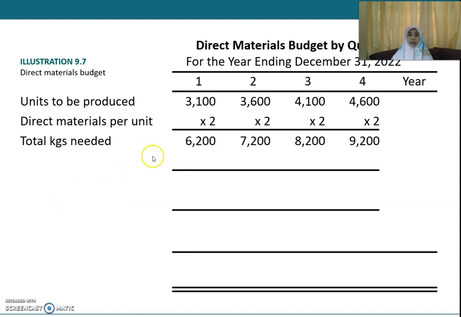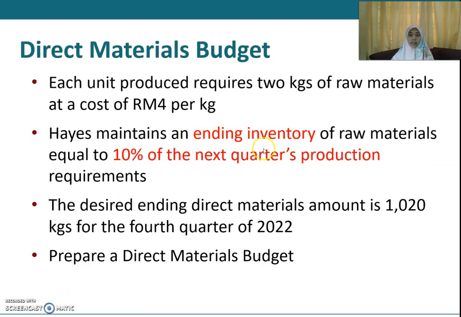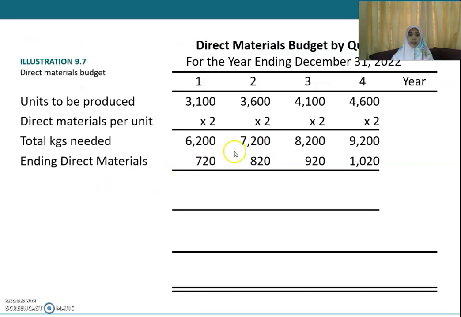How do you calculate your closing inventory? Given in the question, the company maintains an ending inventory of 10% of the next quarter's production. So next quarter's production will be 7,200, times 10% of that, so 720. The same goes here. How do you get 820? That will be 10% of 8,200. The same goes here: 920 is 10% of 9,200. And this one, where do you get 1,020? It is already given in the question. The question mentioned that for quarter 4, your ending inventory is 1,020.